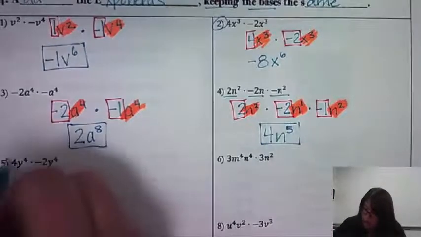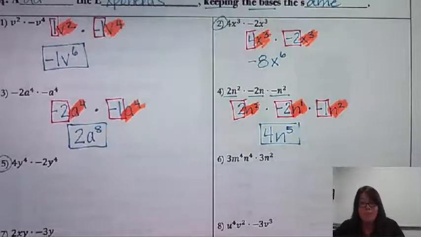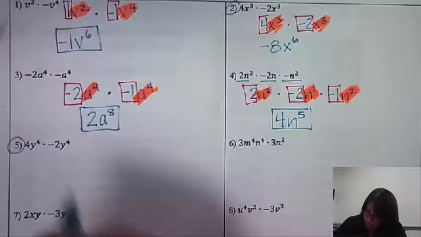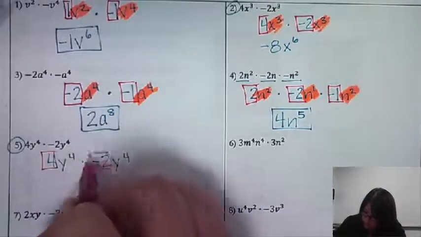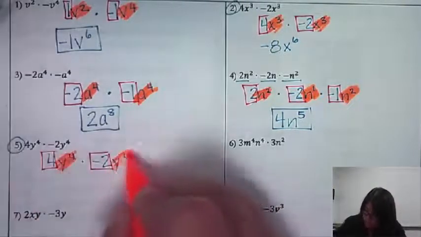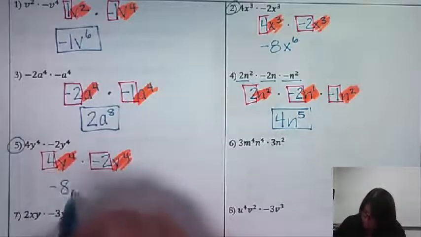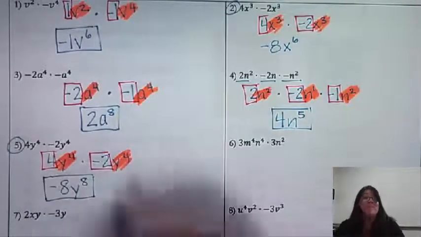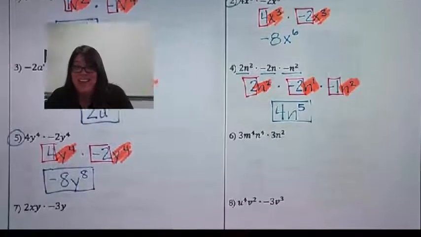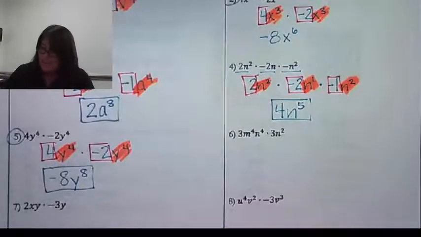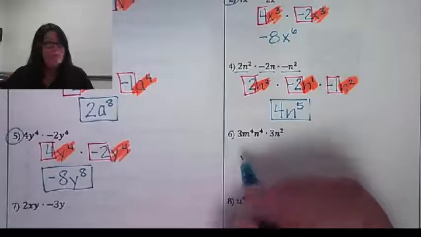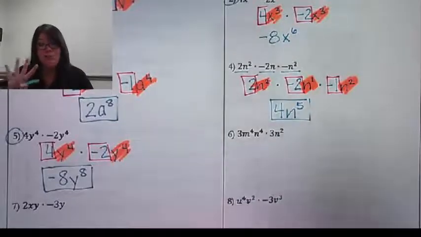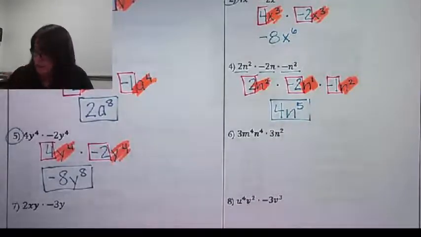Why don't you try number 5 on your own? Pause the video and give it a shot. Did you get -8y to the 8th? Hope you did. Now let's take a look at number 6 because things are getting a little bit tricky, but it's okay. Follow the same 4-step process and you'll be good to go.